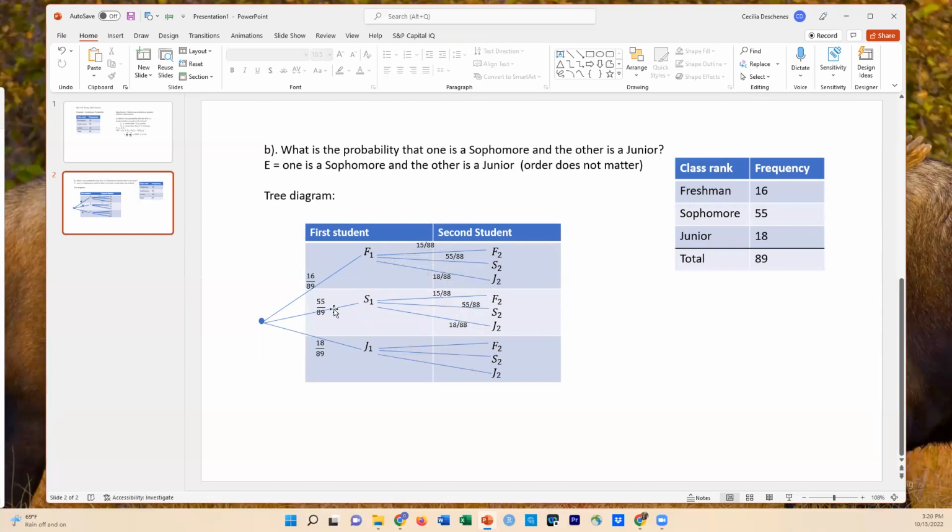Okay, so the first one is we have a sophomore for the first student. So for the freshman, all 16 are there. So we want to change this to 16 over 88. For the sophomore as the first student, if we're going to choose a sophomore as the second student, there's now only 54 left in the room. And for the junior, there's still all 18 there. So that's fine.